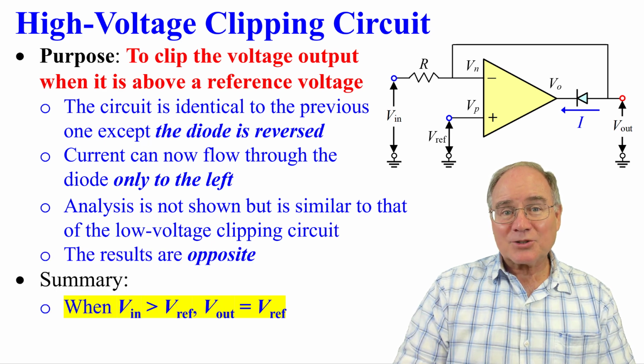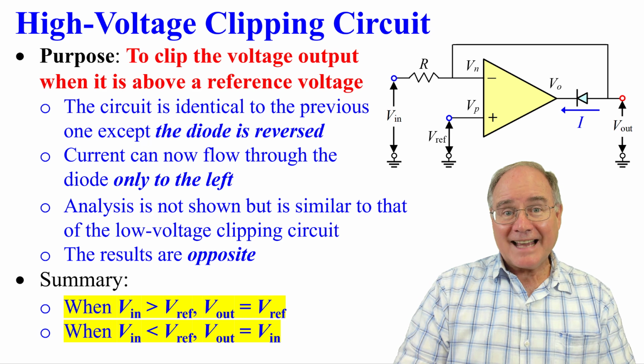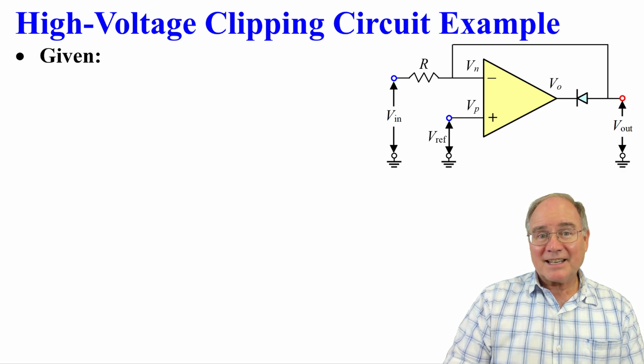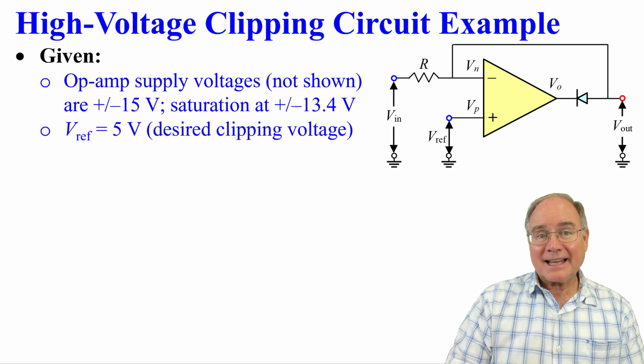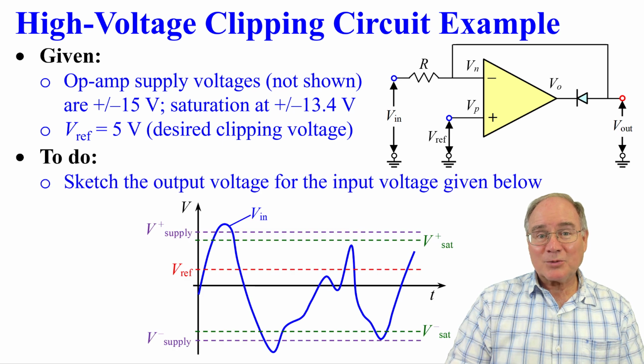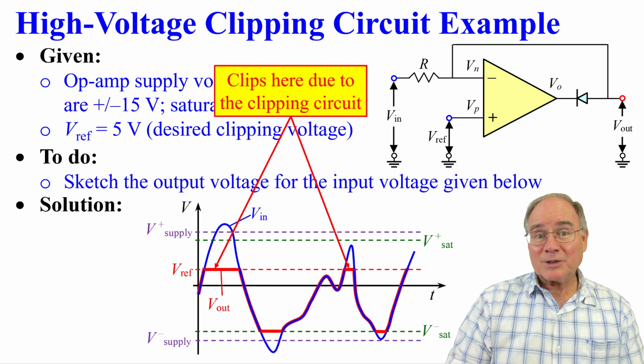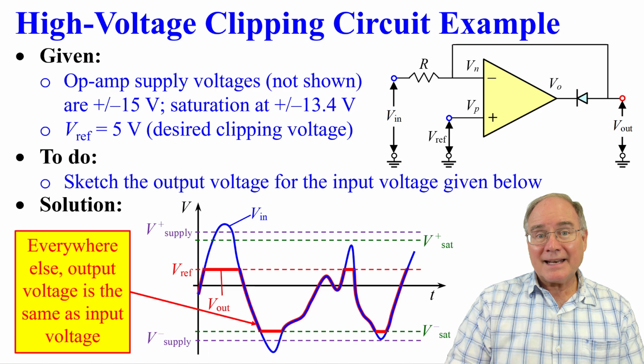Namely, when Vin is greater than Vref, Vout equals Vref. And when Vin is less than Vref, Vout is equal to Vin. Thus, this circuit clips all voltages higher than Vref. Let's do an example for this case. We'll use the same op-amp, and let's specify 5 volts as our upper clipping reference. We'll use the same input signal we had previously, again with red as our output. This time, any voltage below the op-amp saturation voltage gets clipped, and anything above our reference voltage gets clipped due to the clipping circuit, and everywhere in between, output follows input.